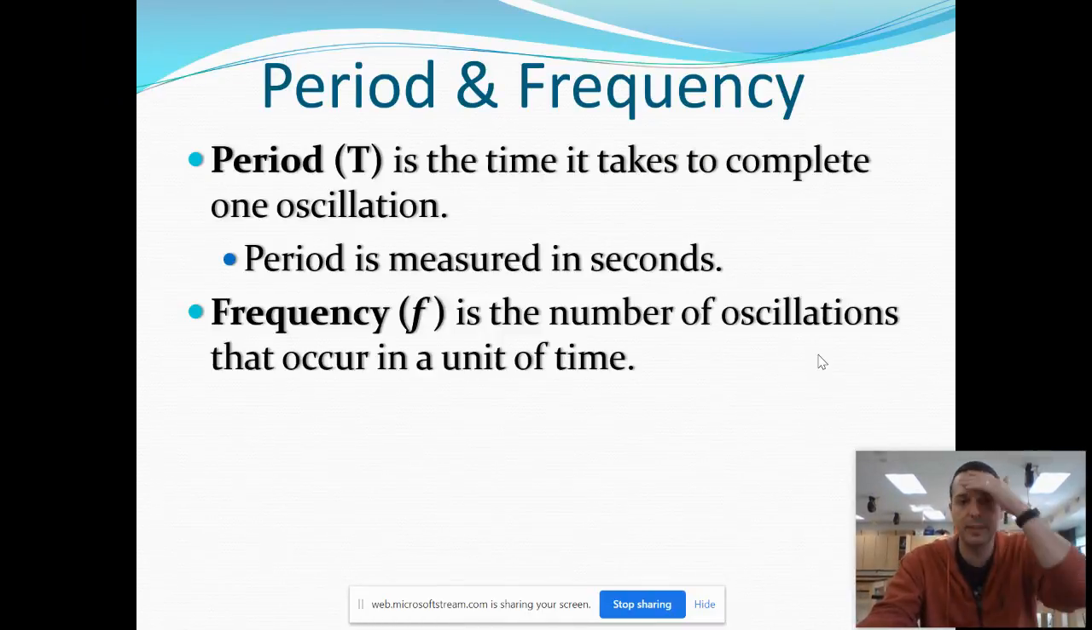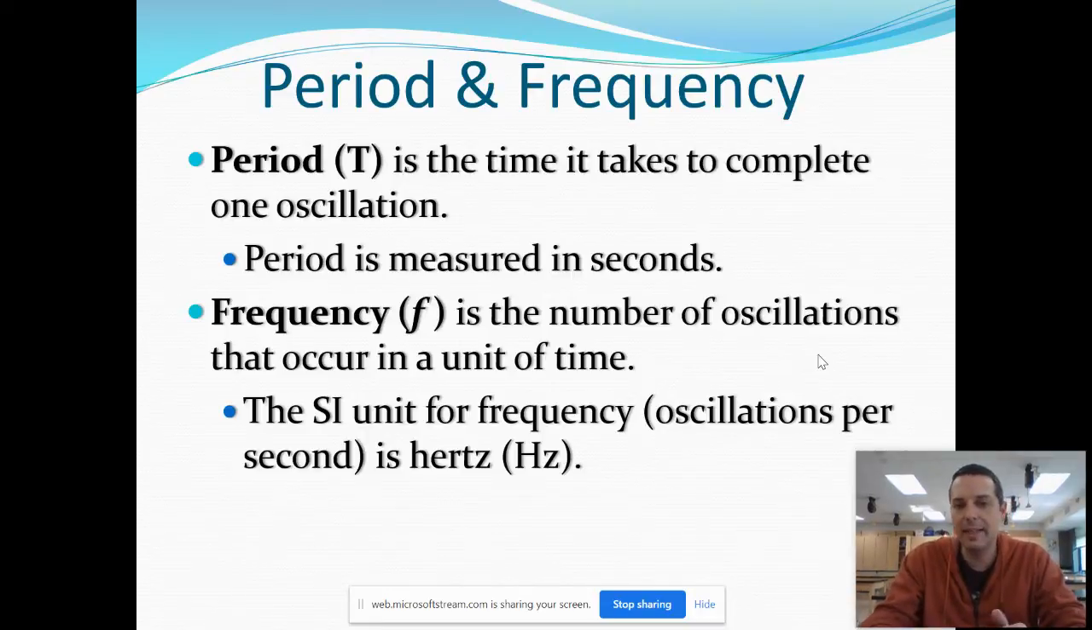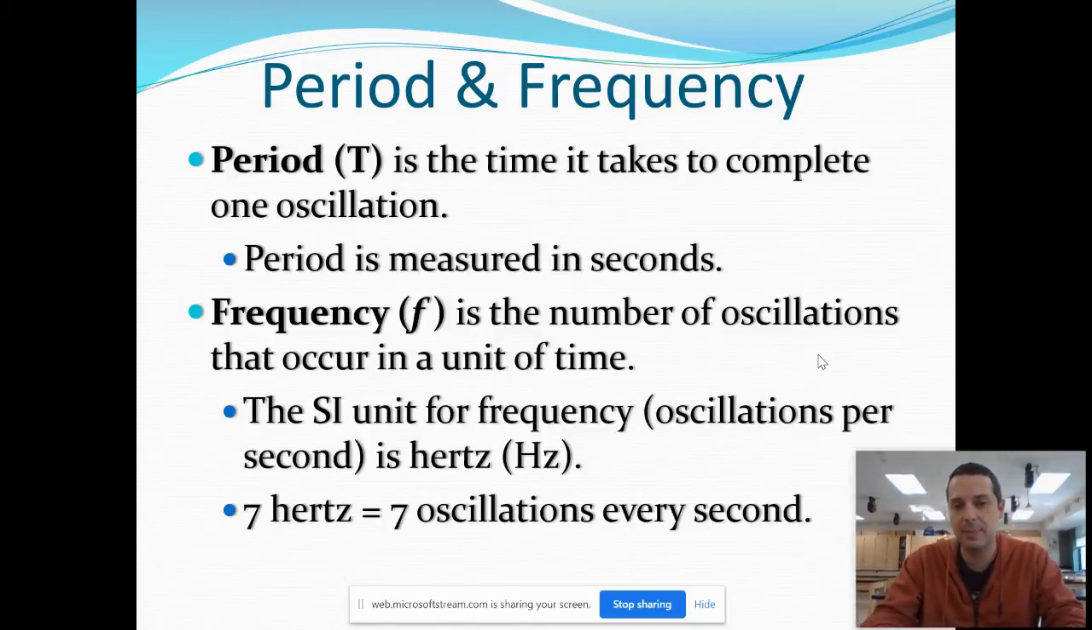When we talk about frequency, frequency is the number of oscillations that occur in one unit of time, and that one unit of time is a second. So if we want to say what the frequency of an object is, it's how many oscillations happen in one second. The unit for frequency is hertz, and you've probably heard of the term hertz before. Hertz is just shorthand for 1/seconds. So we give frequency in hertz. If I said something, for example, had 7 hertz, what that means is that it's occurring 7 times per second.